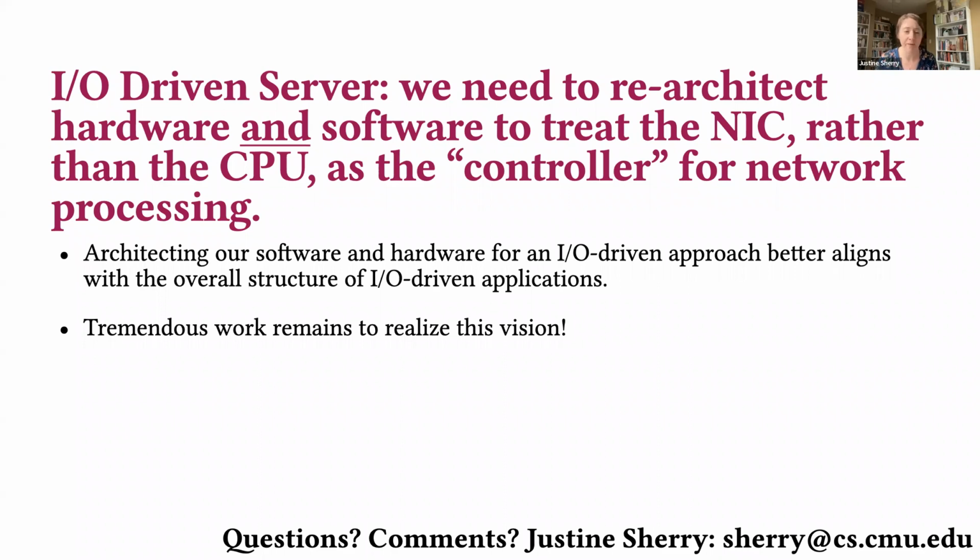So just to recap, line rates are going up. Applications that are driven by incoming IO are suffering. Our servers, in response, should let the network interface card take on a leadership role and drive processing in order to effectively triage all of this incoming data. But there's a lot left to do.